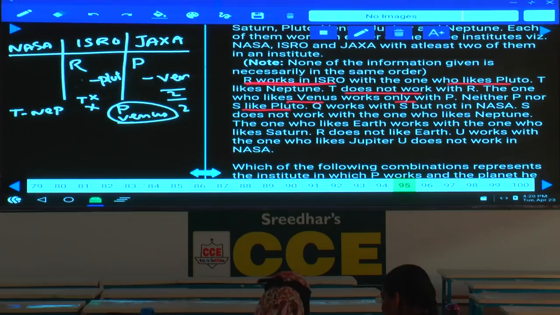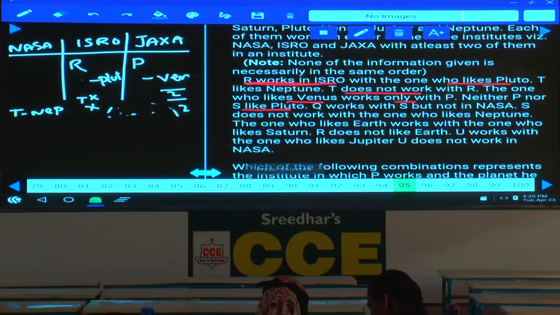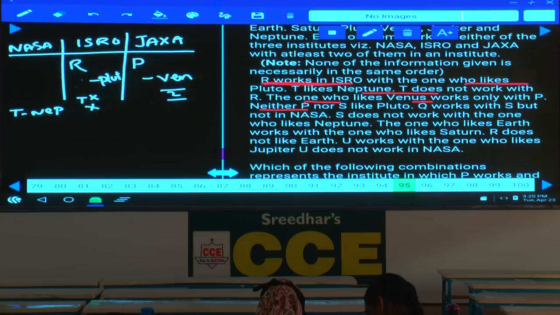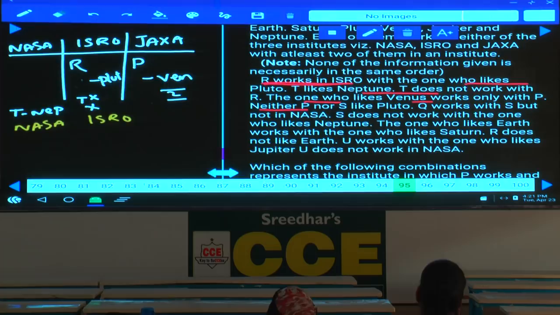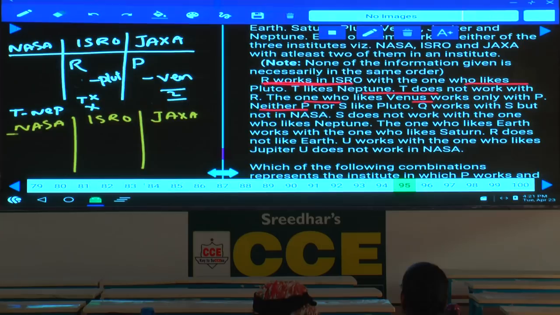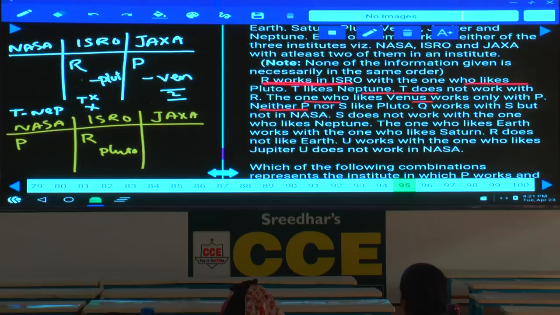And what is the second possibility we can have? Now the second possibility, P and Venus can be in NASA. Hence, let us write down the next possibility here. Now this is NASA, ISRO, and JAXA, isn't it? Now in this one, what is the first information given here? The first information: R and the one who likes Pluto are at this place. And in the next case, P and the one who likes Venus.